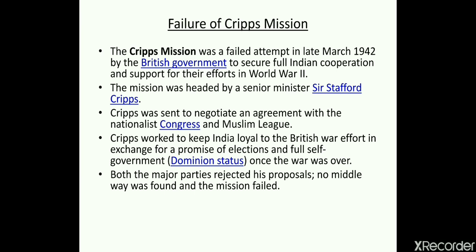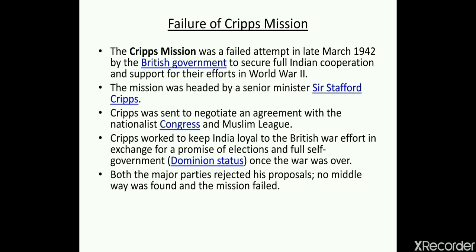Now, the failure of the Cripps Mission. The Cripps Mission was a failed attempt in late March 1942 by the British government to secure full Indian cooperation and support for their efforts in the Second World War. The mission was headed by a senior minister, Sir Stafford Cripps. Cripps was sent to negotiate an agreement with the Nationalist Congress and the Muslim League. Cripps worked to keep India loyal to the British war efforts in exchange for a promise of elections and full self-government, that was dominion status, once the war was over.